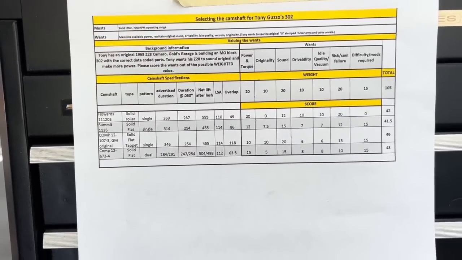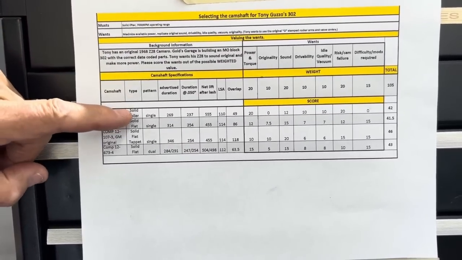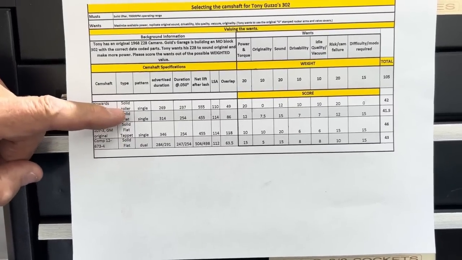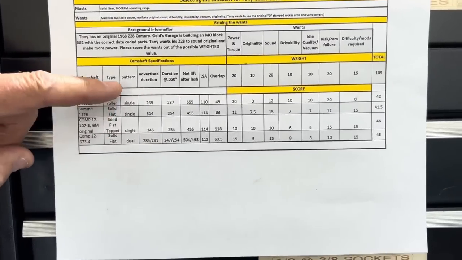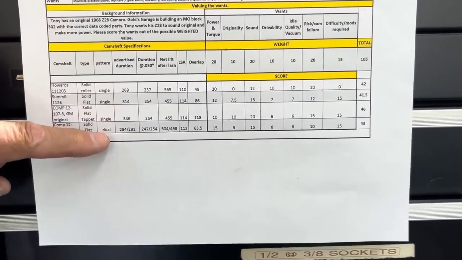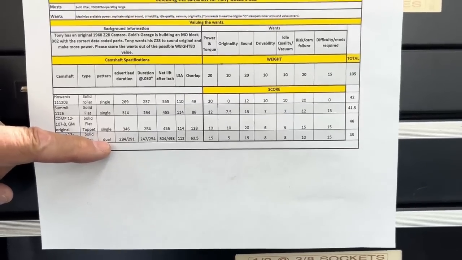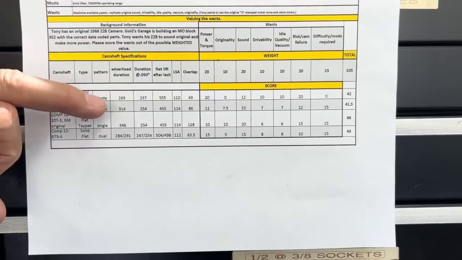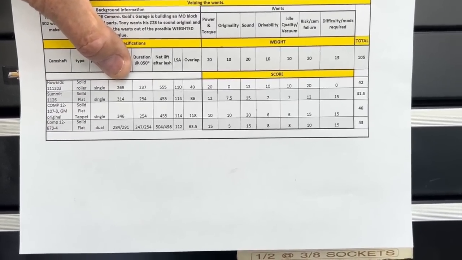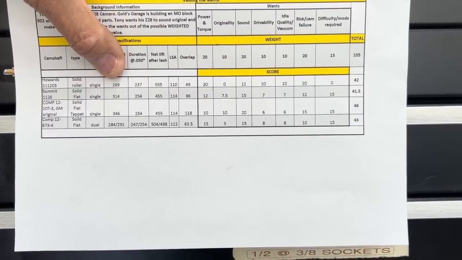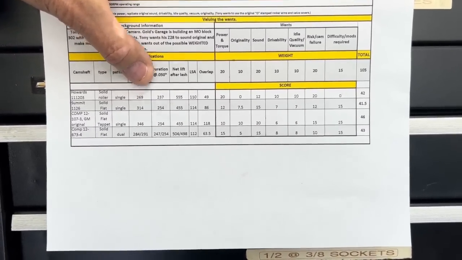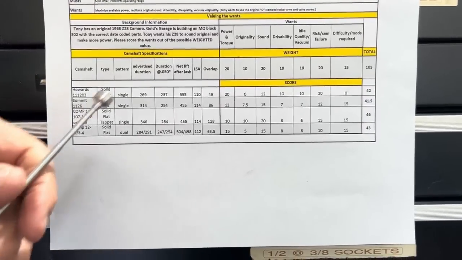In the case of the type of cam, solid lifter, they're all solid flat tappets, because no hydraulics here since it doesn't meet the must, right? Then the pattern, they're all single pattern except the one that Tony picked, which is a dual pattern camshaft. Advertised duration: Bill's advertised duration is less because it's a roller. Rollers have faster acceleration on the ramps.